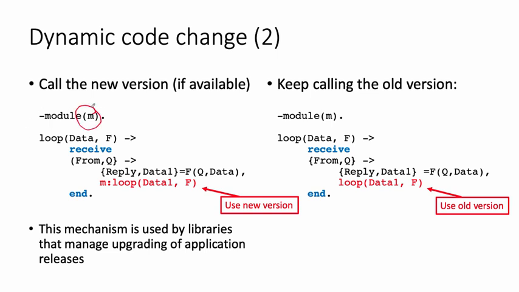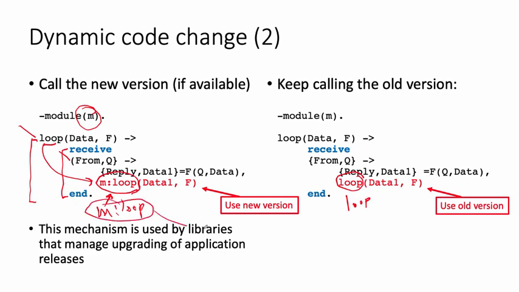Here we have a module M, and here we have a loop inside of a process doing work. This loop receives messages, and it calls itself recursively, tail recursively. Basically, this is very similar to a port object: you receive a message, and then you continue running. You have two versions of the loop here. The left version calls itself as m::loop, and the right one just calls loop. So m::loop will always use the latest new version, but loop by itself will keep using the old version.